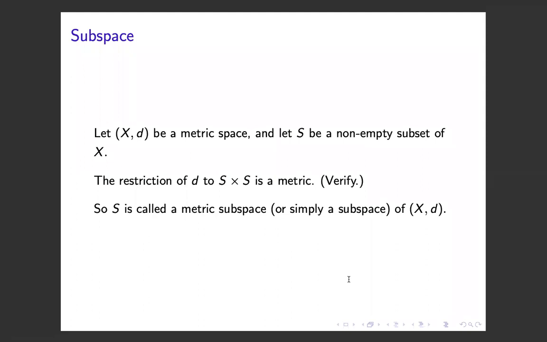that d from S cross S to the real line also satisfies all requirements of a metric. So therefore, we call this S a metric subspace of x comma d. Of course, when you state it like this, it is understood that the distance function on S is also the same as that on x, that is d. Okay.